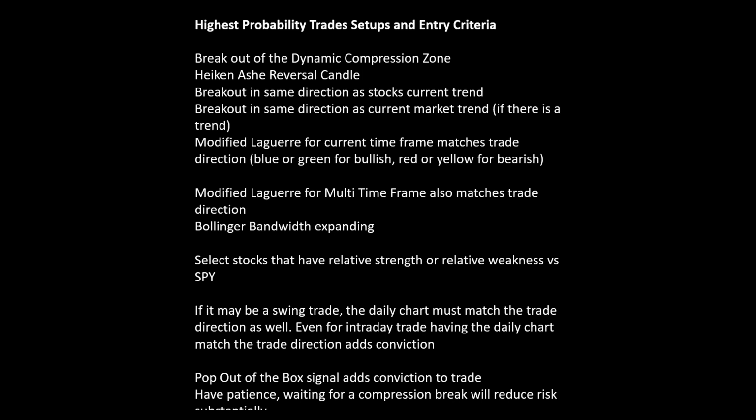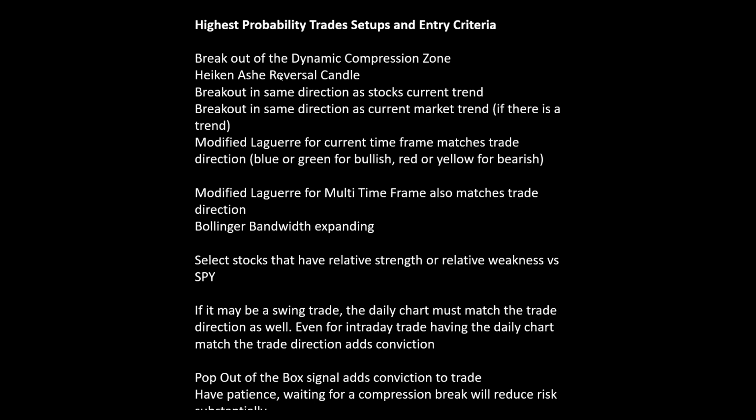So I just want to go over the criteria that we use to find the highest probability trades using the Compass system. If you've seen these videos before, this will sound familiar to you. We're looking for a breakout of a dynamic compression zone. The dynamic compression zone is a zone that's created dynamically by the Compass system to identify compressions that we're looking to break out of.